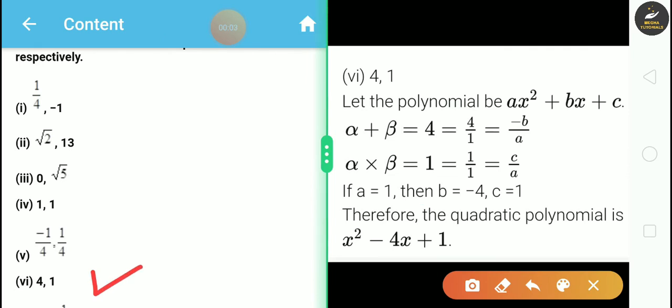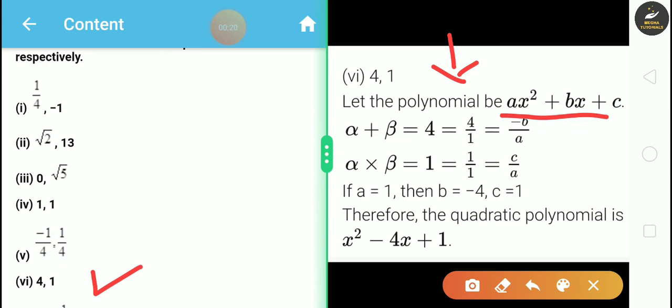Question number 6: the sum of zeros is equal to 4 and the product of zeros is equal to 1. So let's start. The required equation is ax square plus bx plus c, and we are assuming alpha and beta are the zeros of the given equation. So we need to find a, b and c.